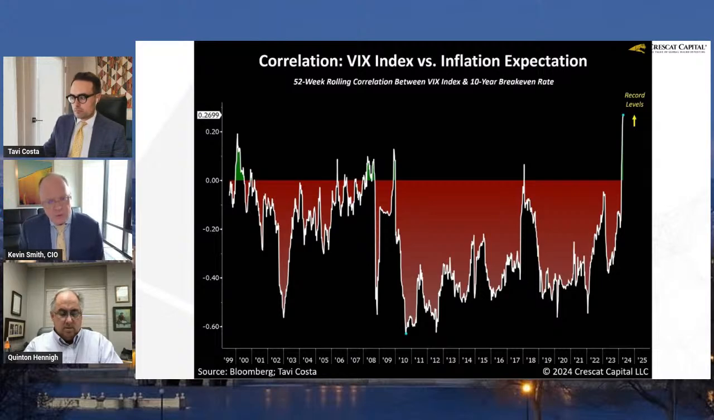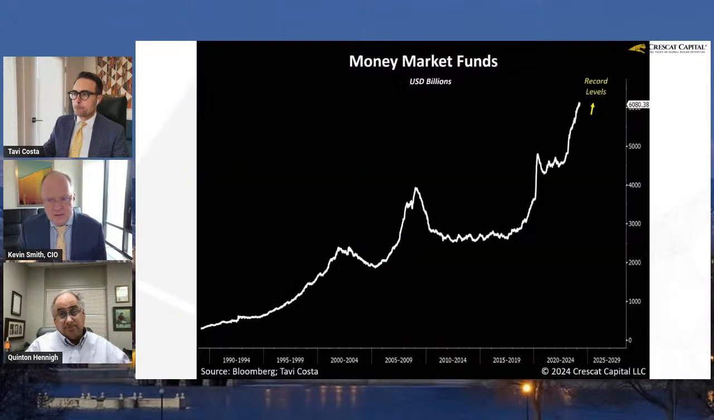And so rising inflation expectations, rising VIX, this is not a good combination for overvalued stocks. Let's go on to the next.